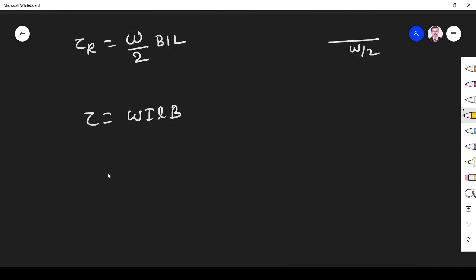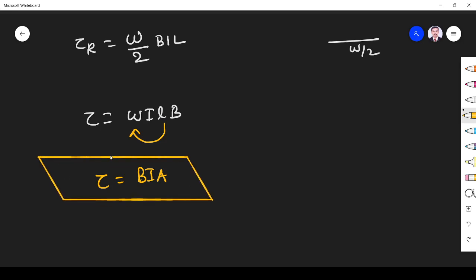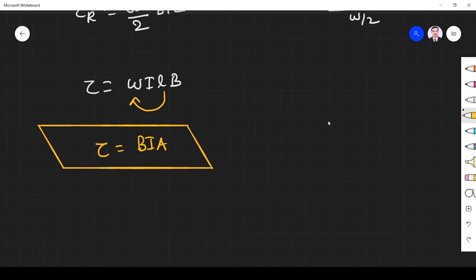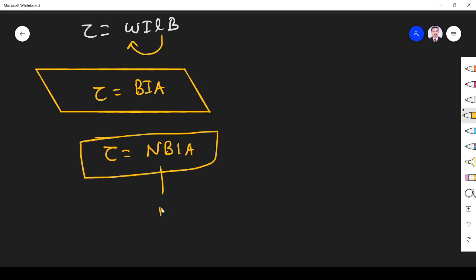W times I L B. So we know that length into width is equal to area. So tau is equal to BIA. This is the total torque experienced by a loop in the magnetic field. Suppose I have kept only one loop; if I keep N turns, it will become NBIA. N is the number of turns.